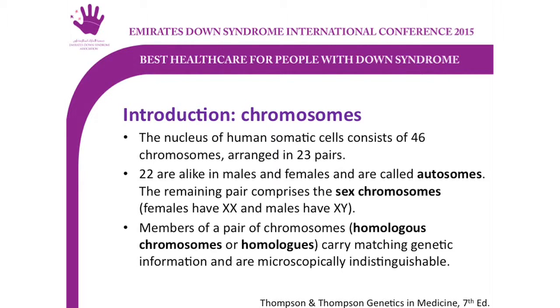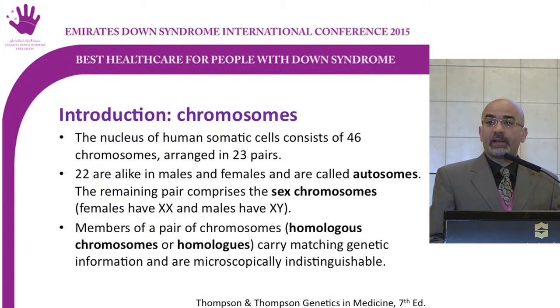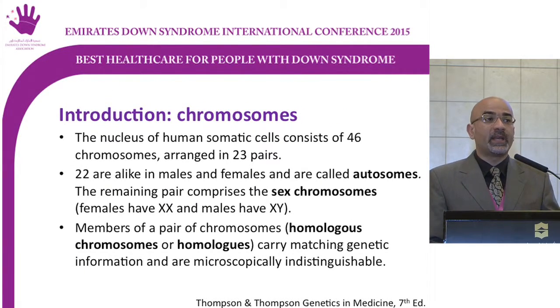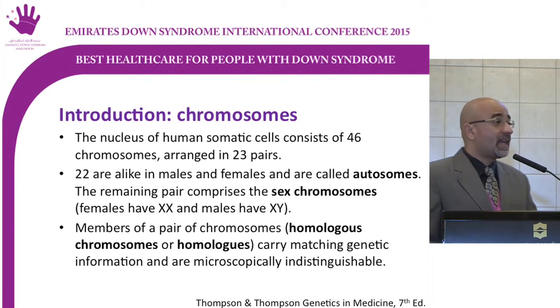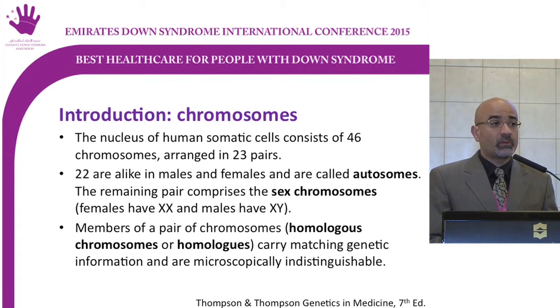They are arranged in 23 pairs. The pairs from 1 to 22, we call them the autosomes, and these are identical in males and females. And then we have the XX and XY depending on the gender. And the pair of each chromosome, we call them homologous chromosomes or homologs. They are identical under the microscope, and they contain similar genes.